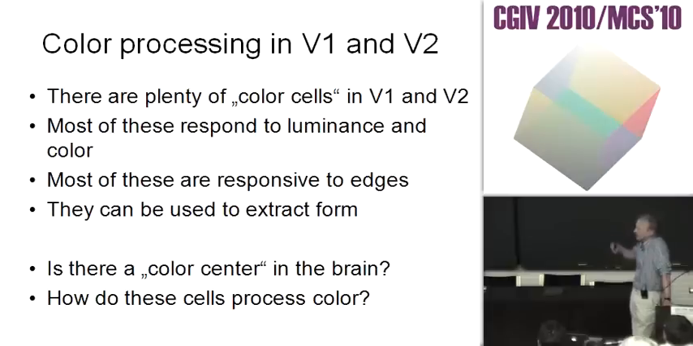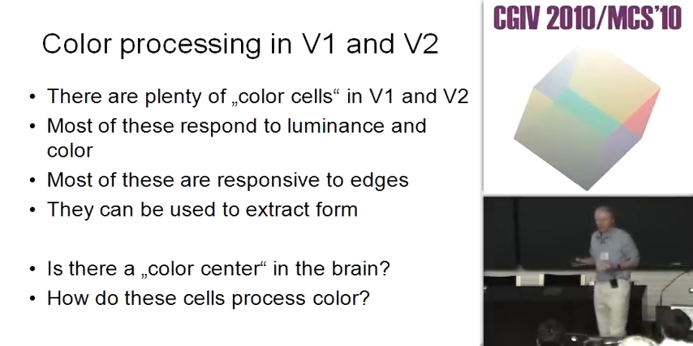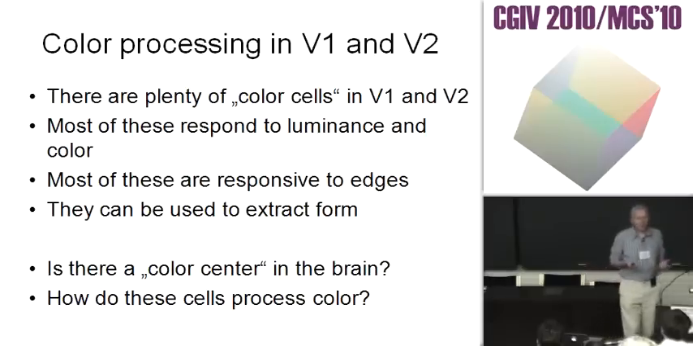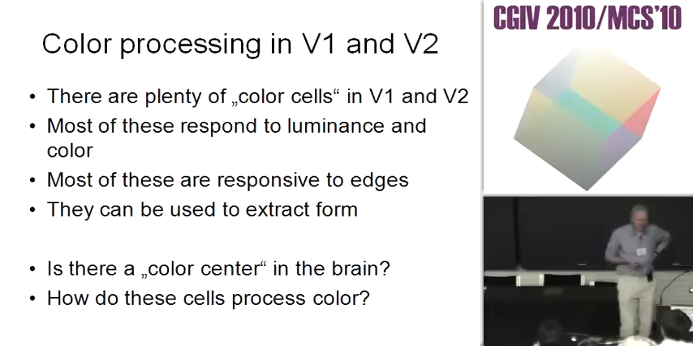Now, what I've shown you so far was about the color processing in primary and secondary visual cortex, that there are plenty of cells there that respond to color, and most of these respond to luminance and color, and most of these are responsive to edges as well, and they can be used to extract form. And we did lots of psychophysical experiments where we showed that, in fact, our visual system can use that information to extract form.